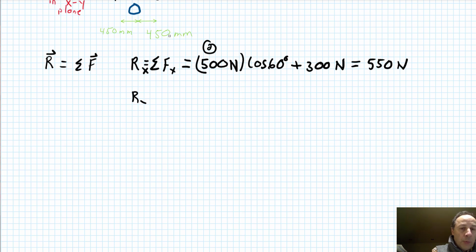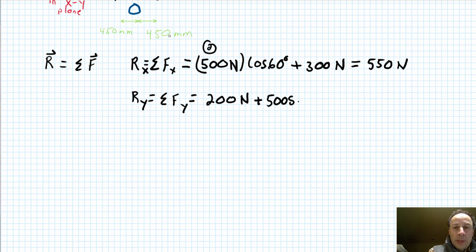The resultant force in the y direction is the sum of all the forces in the y direction. It's 200 newtons plus 500 sine of 60 equals 630 newtons. Okay, so we're going to need to oppose these when we design for static equilibrium. But for now, let's move on to finding the sum of our moments.